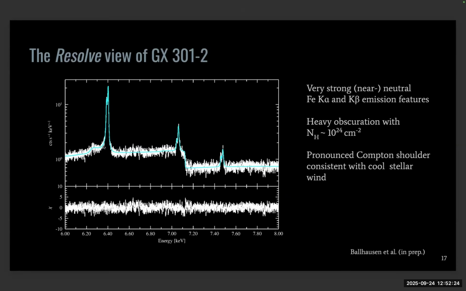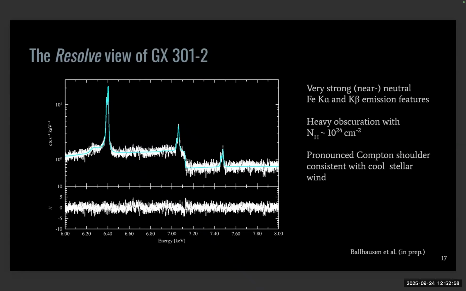And in addition, this line also has a very pronounced Compton shoulder feature. That's this, I don't know whether you can see my cursor, that's this bumpy feature on the left, in the red wing of the line. It's basically formed by Compton scattering of line photons, of fluorescent line photons, in a cool ambient medium where they on average lose energy and form this shoulder-like feature.